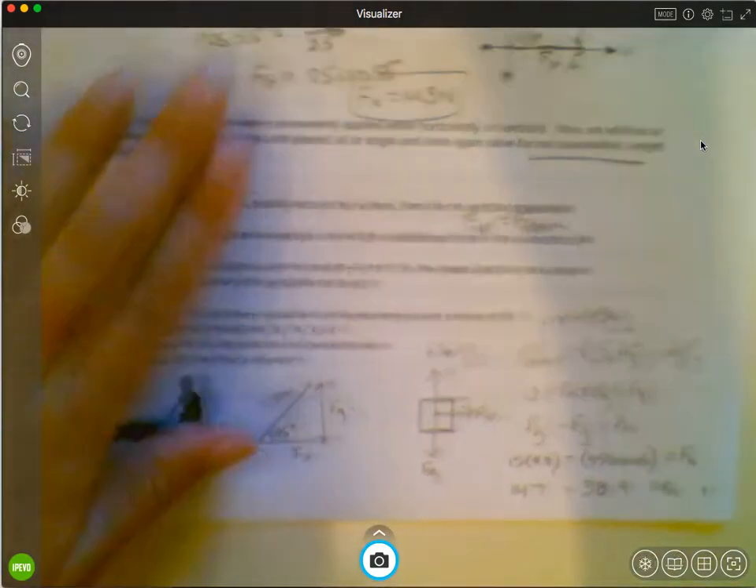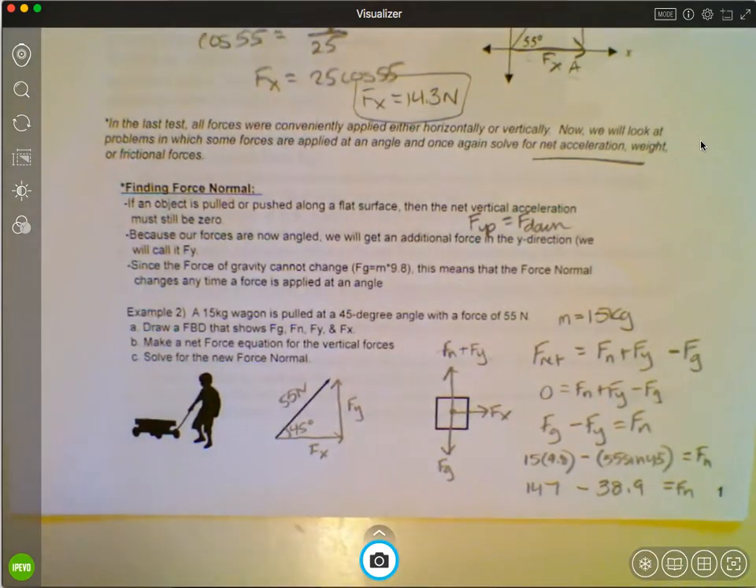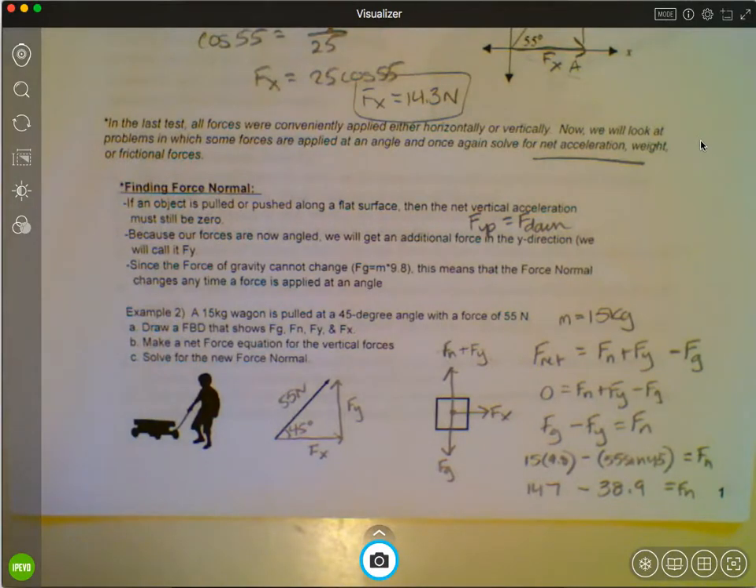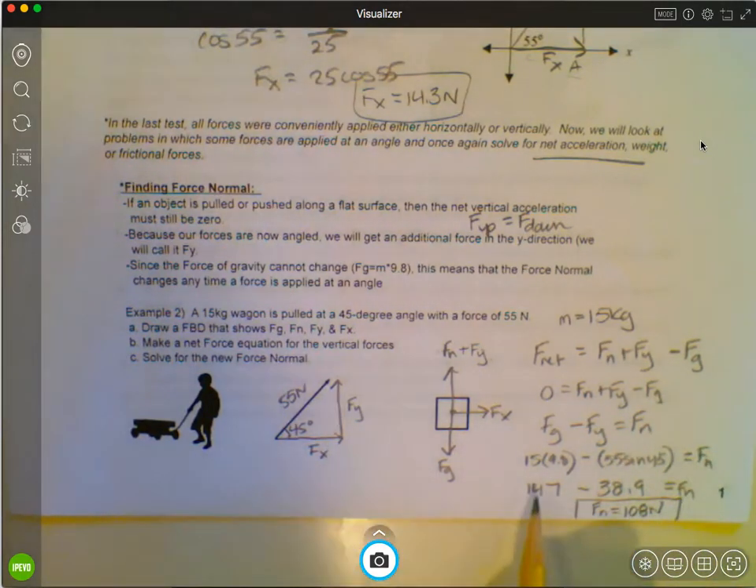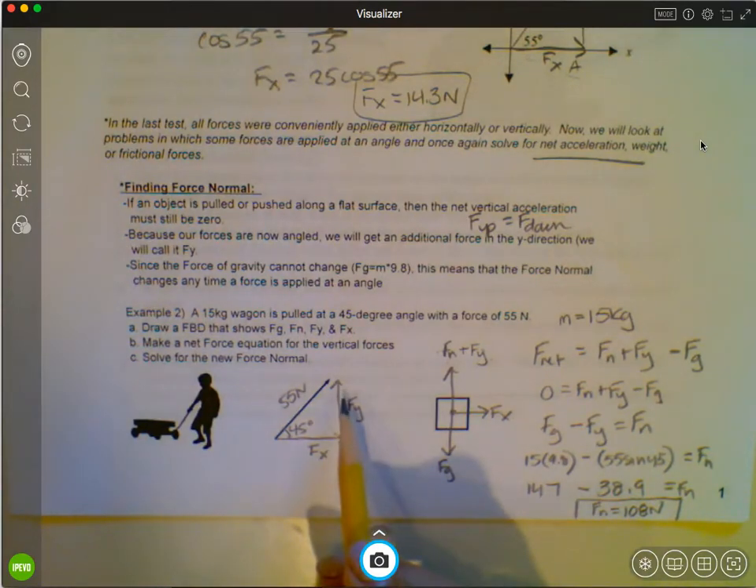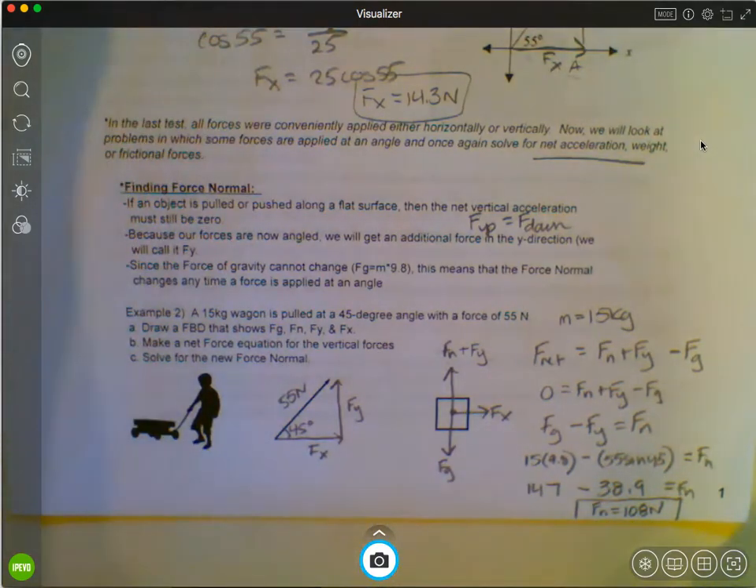So if we do the math, then we get 108 for the normal force, which is less than the force of gravity because this force is helping pull up a little bit. Okay, so hopefully that makes sense. Let's move on to the next page.